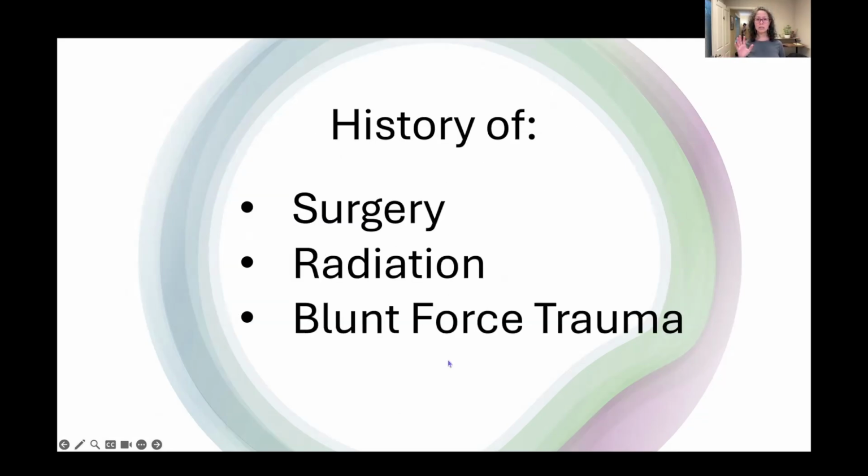So particularly when you're listening to folks talk about their abdominal pain, we want to know, has there been surgery? Has there been radiation, mostly related to cancer? And then blunt force trauma. Is there a history of blunt force trauma?